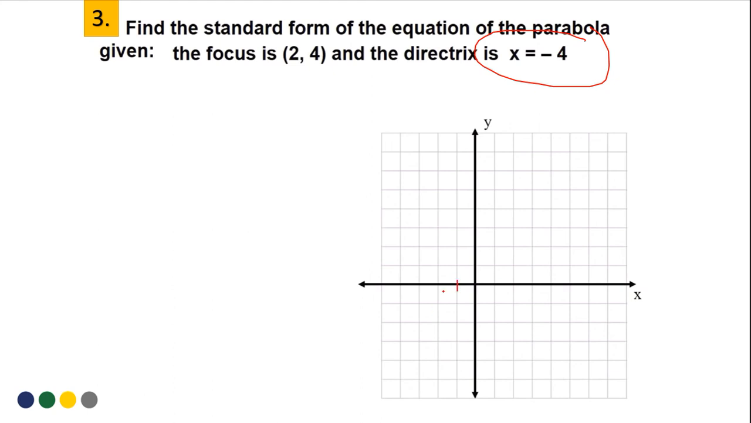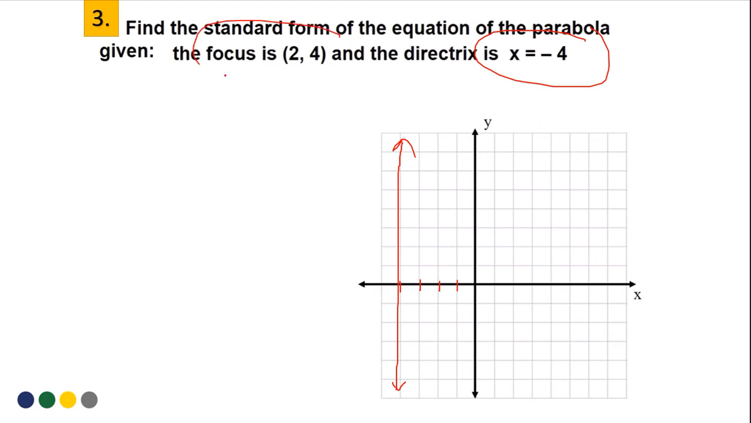So we're going to count 1, 2, 3, 4. So this is the directrix. Now, since the directrix is at the left, what is the opening of the graph? Directrix is the total opposite. Di ba? So dito po lang makikita mo na agad.